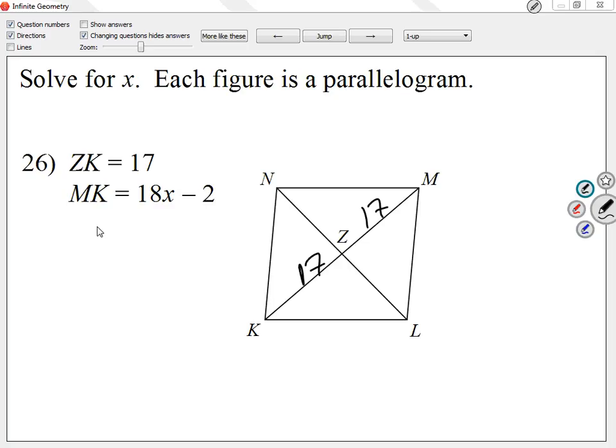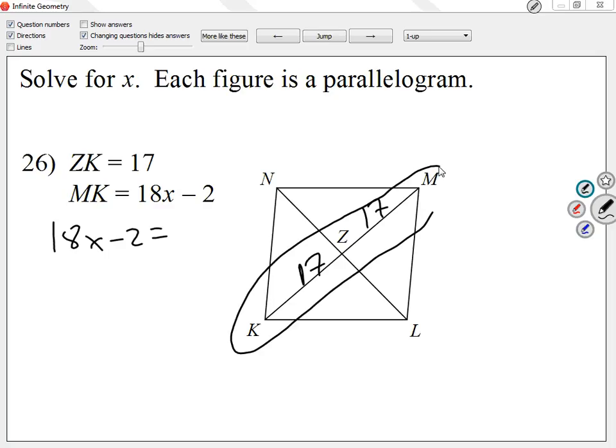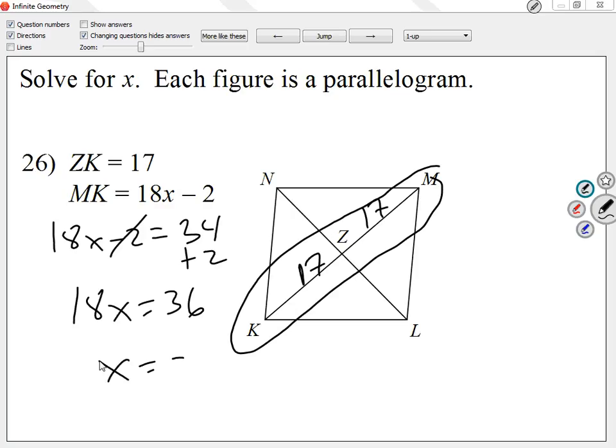MK is 18x minus 2. Keep in mind, I'm going from M through K. So MK, I'm going to say is 34. My minus 2, let me bring it to the right side as a plus 2. 18x equals 36. So x must be equal to 2.